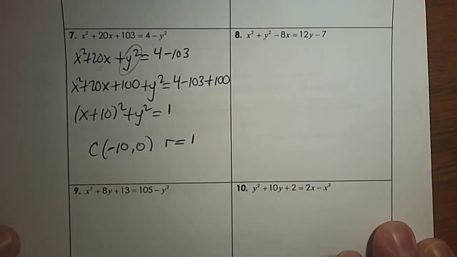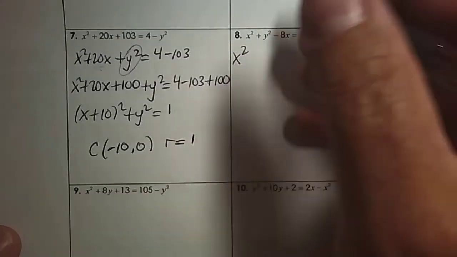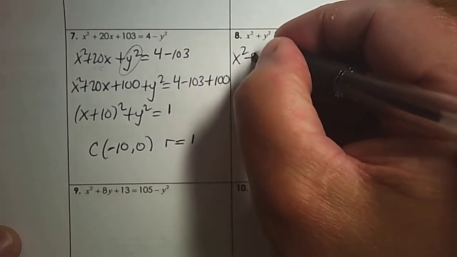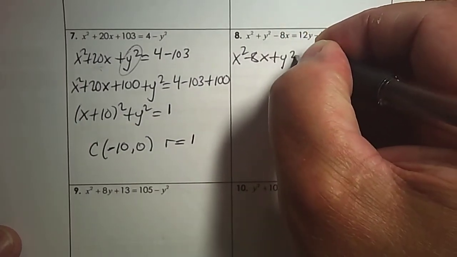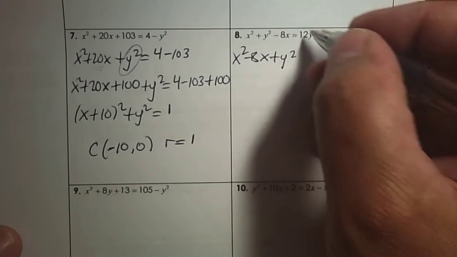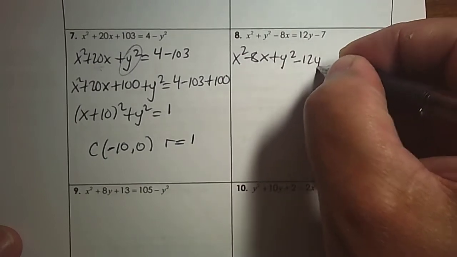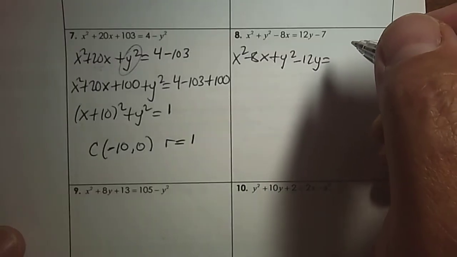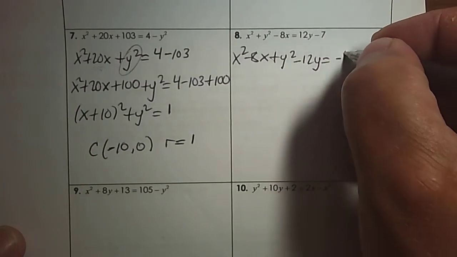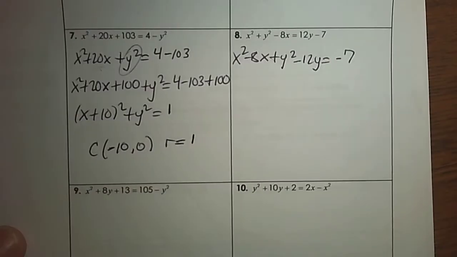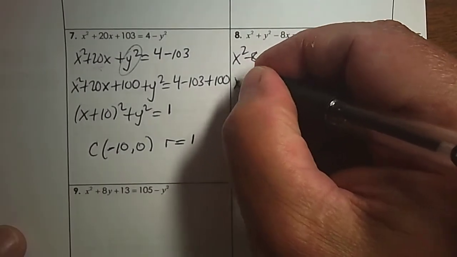Number 8. Step 1, bring the x's together. So x squared and negative 8x. We have a y squared. We have a y. On the other side, we have 12y. So we're going to subtract 12y, so it's on the left. And then we have a negative 7, and that's the only constant there. So there's step 1, is to rearrange so the x's are together, the y's are together, and the constant is on the other side. I need to complete the square.